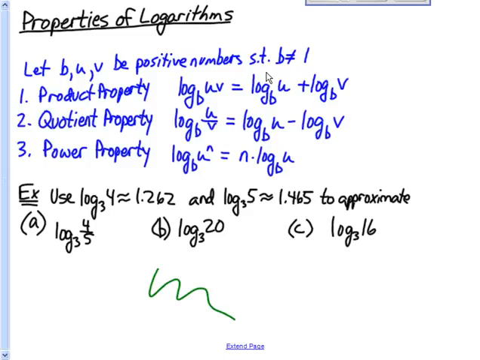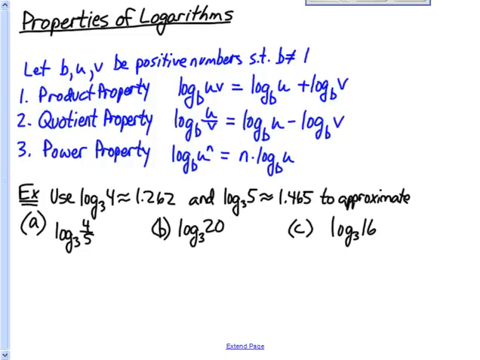Here are the first three properties of logarithms. If you have b, u, and v, positive real numbers such that b is not equal to 1, you have this product property: log base b of u times v is the same as log base b of u plus log base b of v. Then you've got your quotient property: log base b of u over v is log base b of u minus log base b of v. And then you've got your power property. You notice how that n goes down in front.